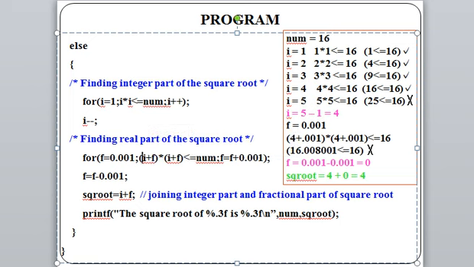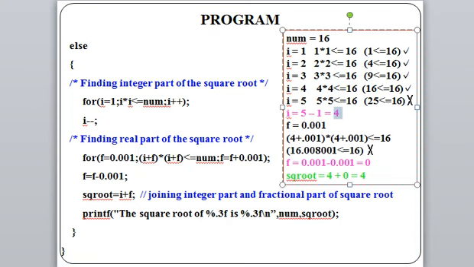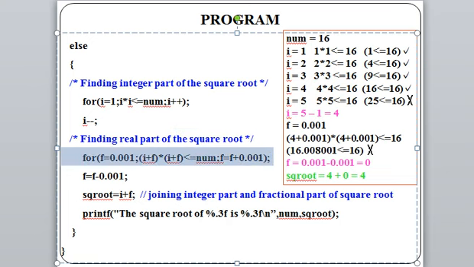Soon after that I have to verify the condition. So the condition is nothing but I plus f into I plus f. This is the control expression, I plus f. We know that in the previous iteration we got I as 4. So 4 plus 0.001 into 4 plus 0.001, we got 16.008001, which is not less than 16. The condition itself is false. We have f equal to 0.001.